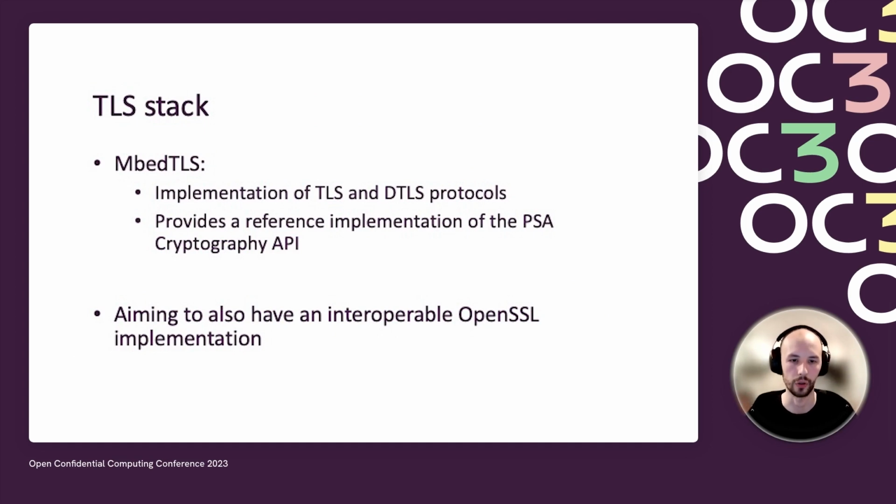At the core of our prototype is, of course, the TLS stack, and we've chosen Mbed TLS mostly because of our previous experience with it. And Mbed TLS offers an implementation of the TLS and DTLS protocols, and it also provides a reference implementation of the PSA cryptography API. And we've used this PSA cryptography API as a route to easy integration with Parsec, essentially. But in the future, on the TLS side, we do hope to also have an interoperable OpenSSL implementation that we can use so that perhaps the client and the server can use different TLS implementations and showcase our work better in that way.